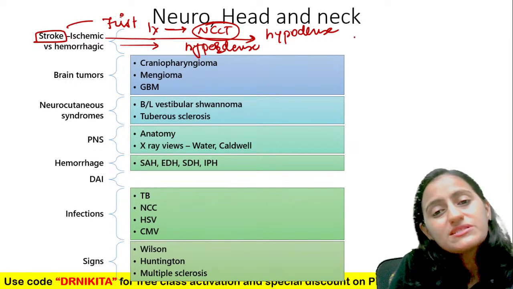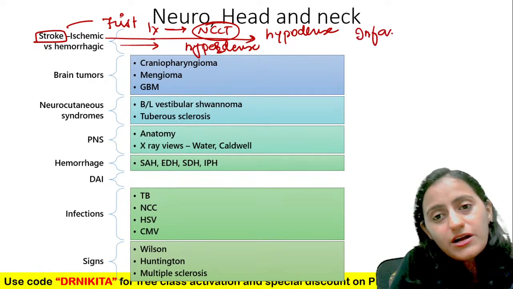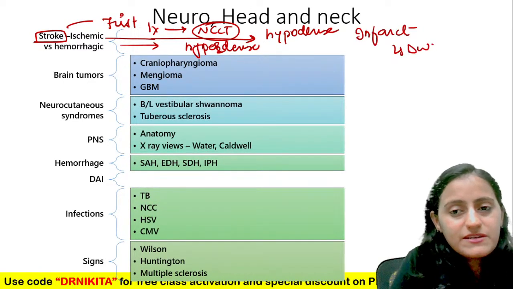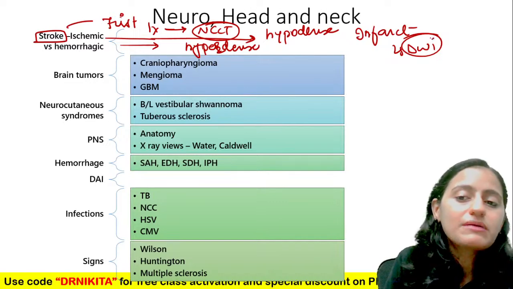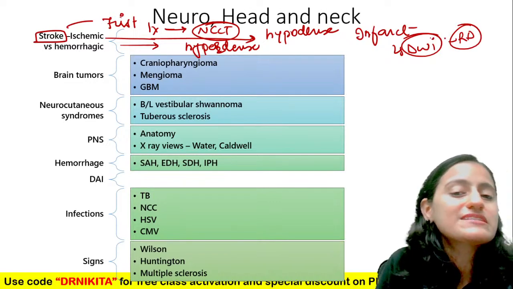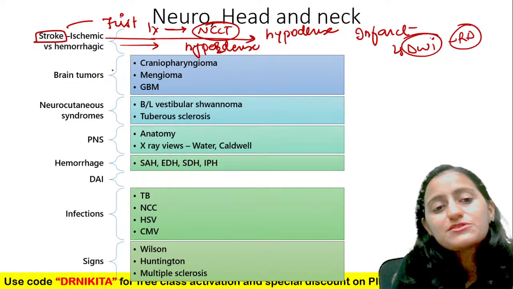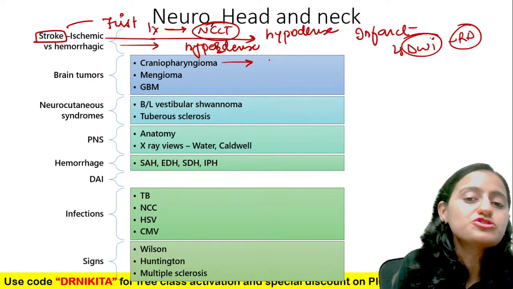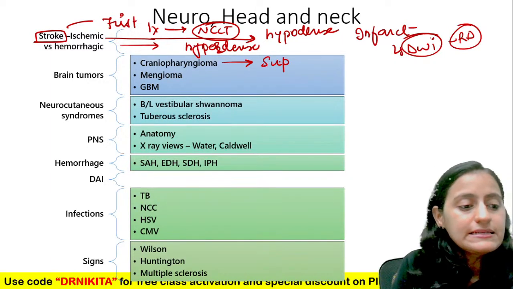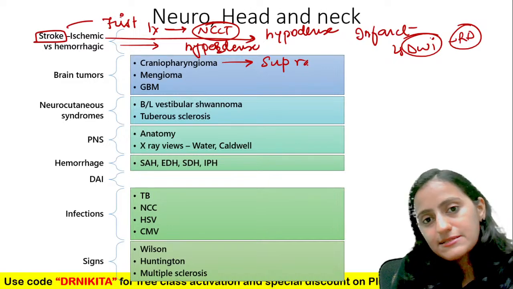What is the most sensitive for ischemic stroke? For acute infarct, the most sensitive is diffusion weighted imaging. Acute infarct shows restricted diffusion. Next one, in the brain tumors, craniopharyngioma, they will describe it as a suprasellar mass.